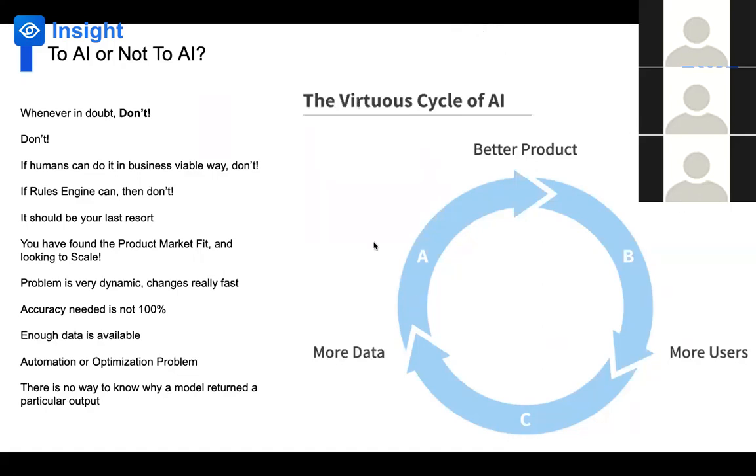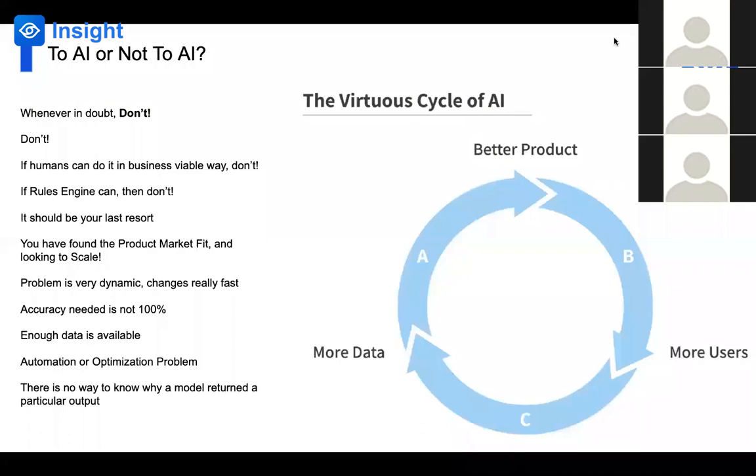So this is the virtuous cycle of AI. To build better products, you need more users. More users give you more data, which allows your models to improve, which in turn allows you to build better products. So you can only use AI when you have enough data. I'll be talking about how to go about collecting data in further slides, but this is very important. Just go ahead and use AI only when you have enough data.